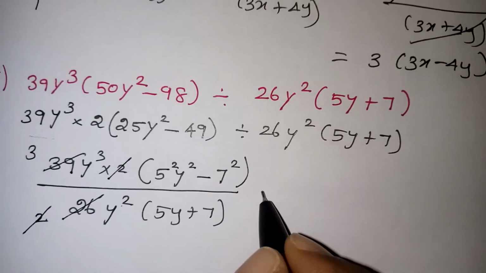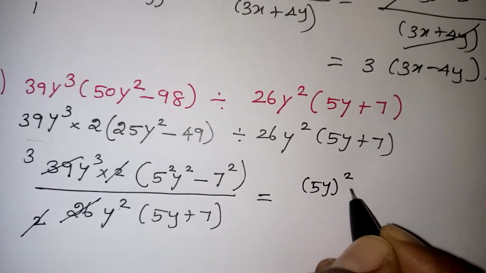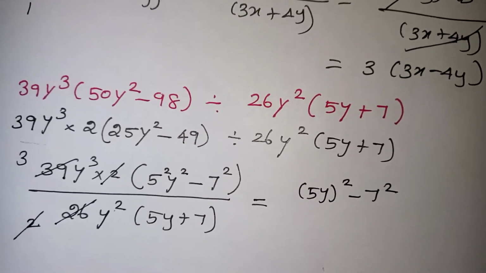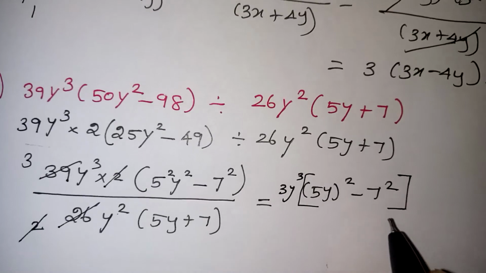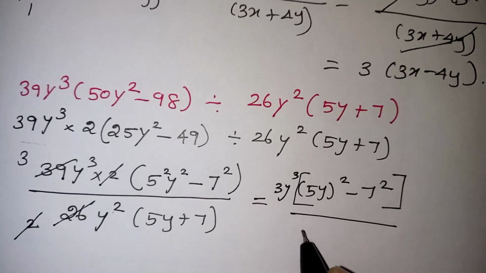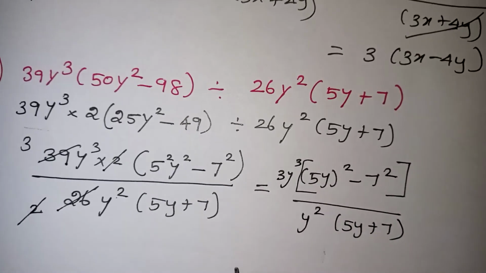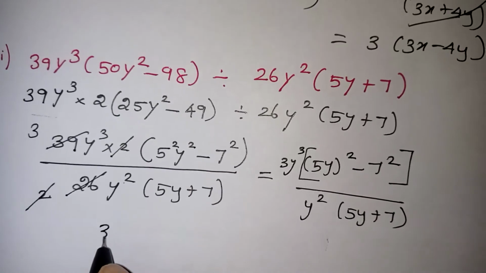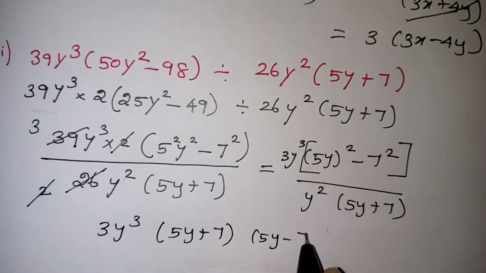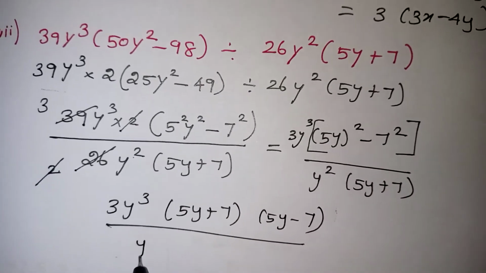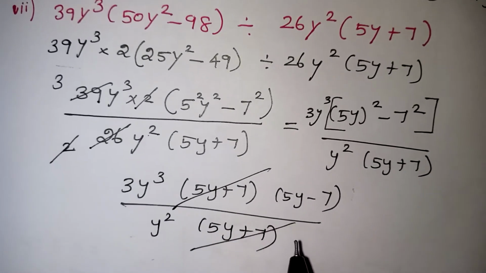Now the remaining terms: here 5 squared y squared can be written as (5y) the whole squared minus 7 squared. Now here outside we have 3y cube. So here we have 3y cube into ((5y) squared minus 7 squared), by the denominator we have y squared into (5y plus 7). Now the numerator looks like a squared minus b squared, that can be expanded. So 3y cube is outside, (5y plus 7)(5y minus 7) we can write, divided by, here we have y squared into (5y plus 7). So 5y plus 7 and 5y plus 7 will get cancelled.